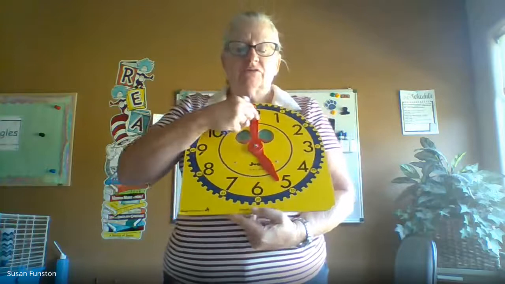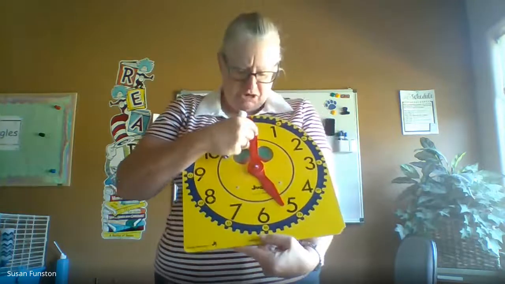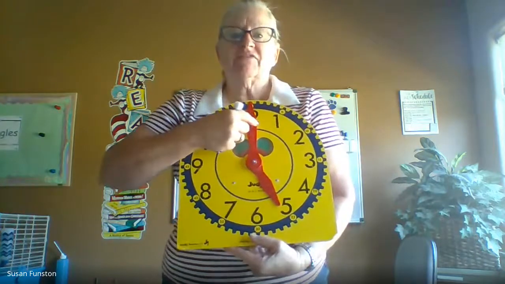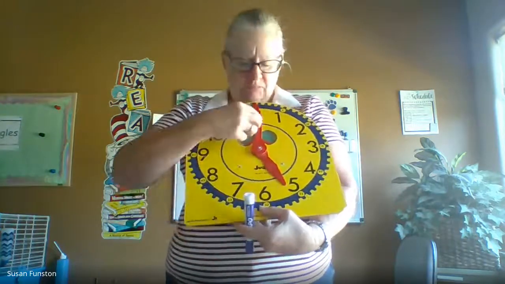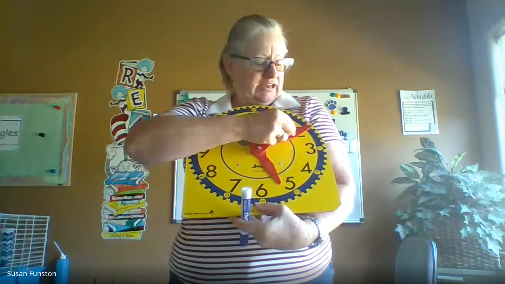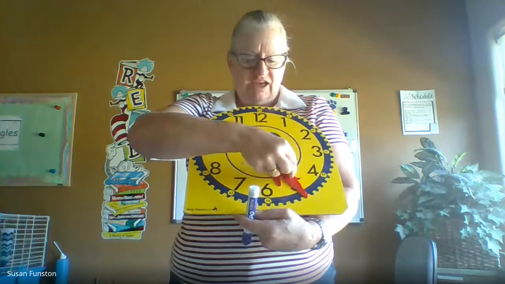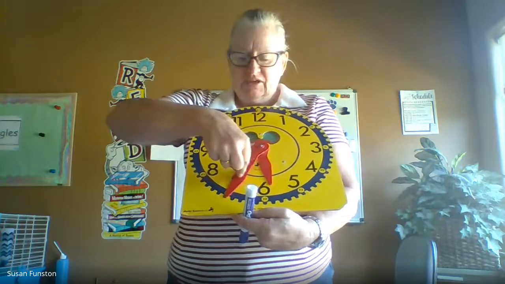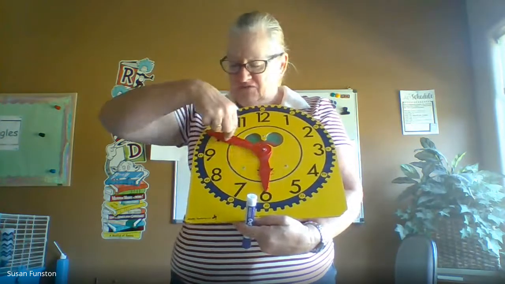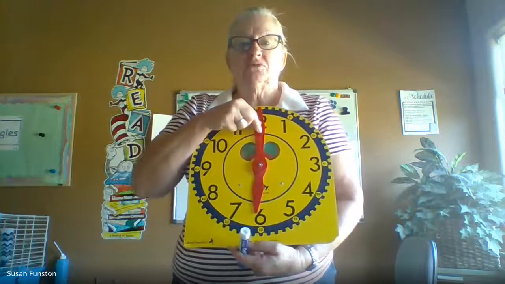Okay, and we're going to go around our clock counting by 5s because each interval between each number is worth 5 minutes. 1, 2, 3, 4, 5. Okay, so count with me by 5s as I move the hand to each number. Ready? Go. 5, 10, 15, 20, 25, 30, 35, 40, 45, 50, 55, 60. And 60 minutes is equal to what?